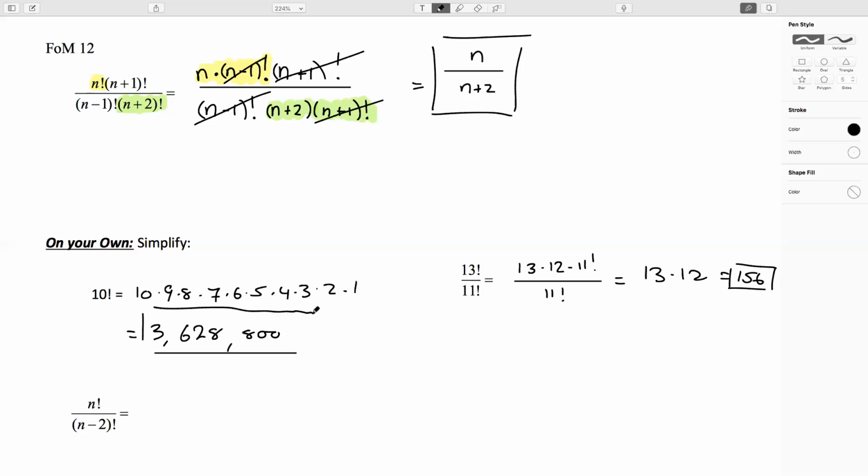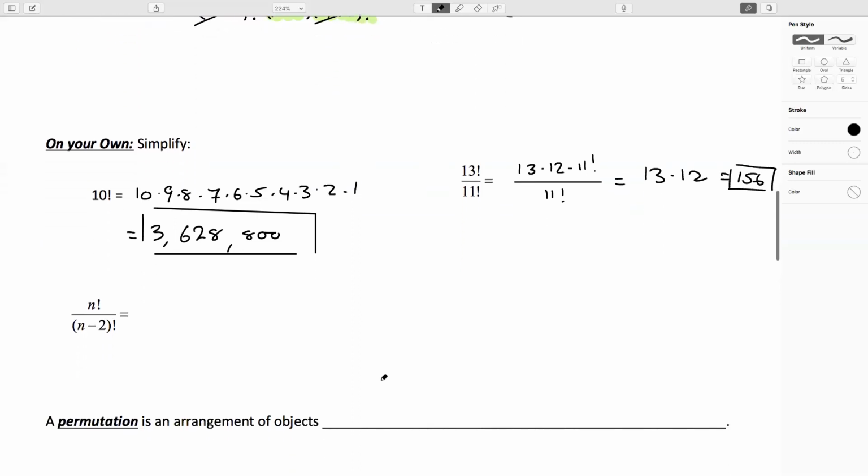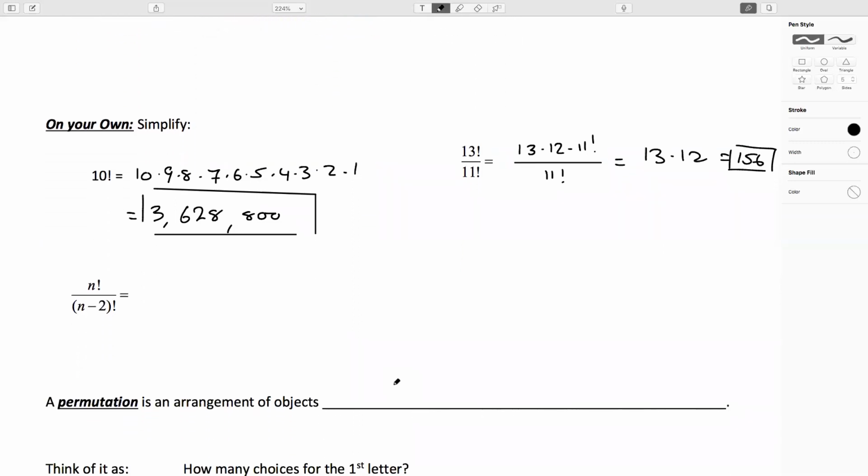And then lastly, n factorial over n minus 2 factorial. We can expand n factorial out into n times n minus 1 times n minus 2 factorial. We could keep going to n minus 3 and n minus 4, but we already have n minus 2 factorial. N minus 2 factorial goes on the denominator, and we can cancel it. We'll be left with n times n minus 1.